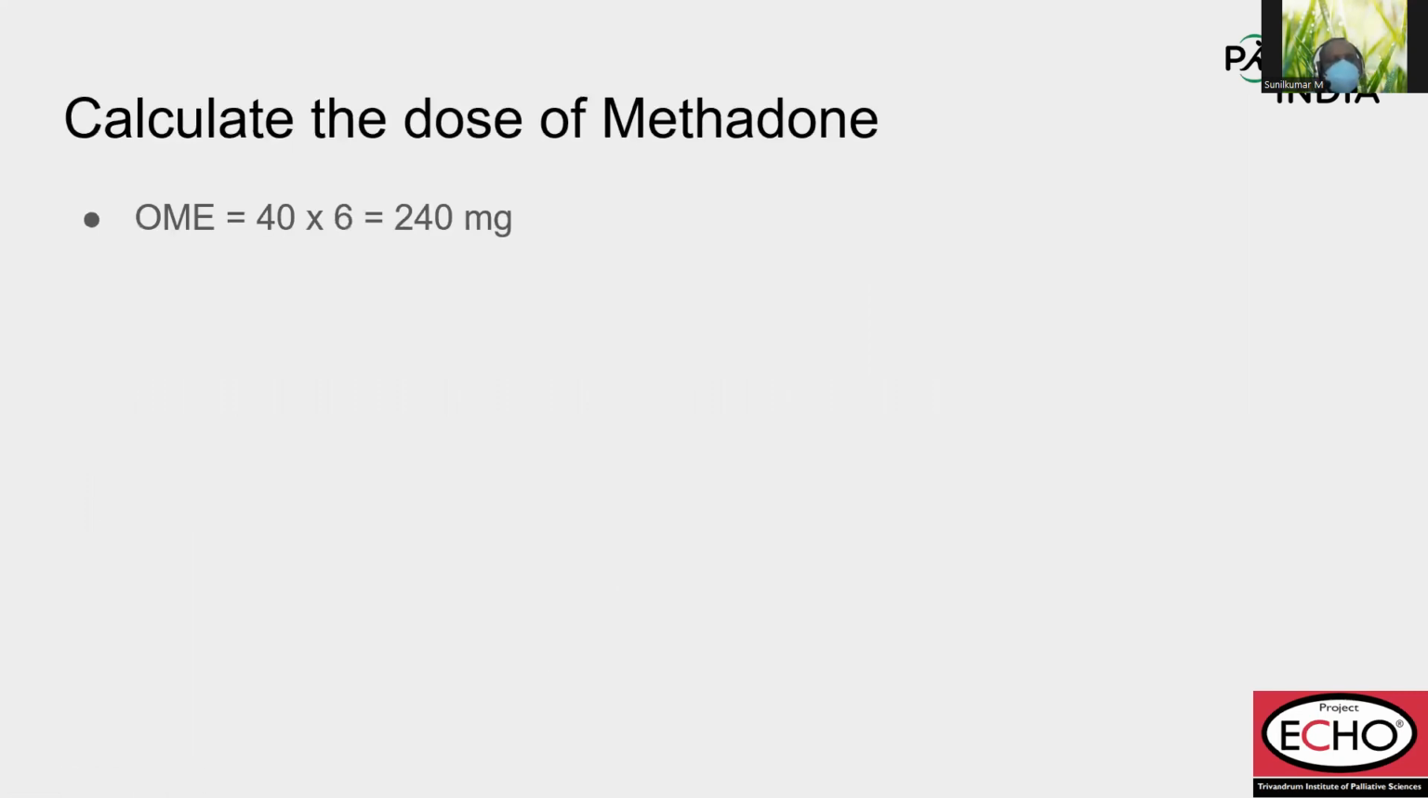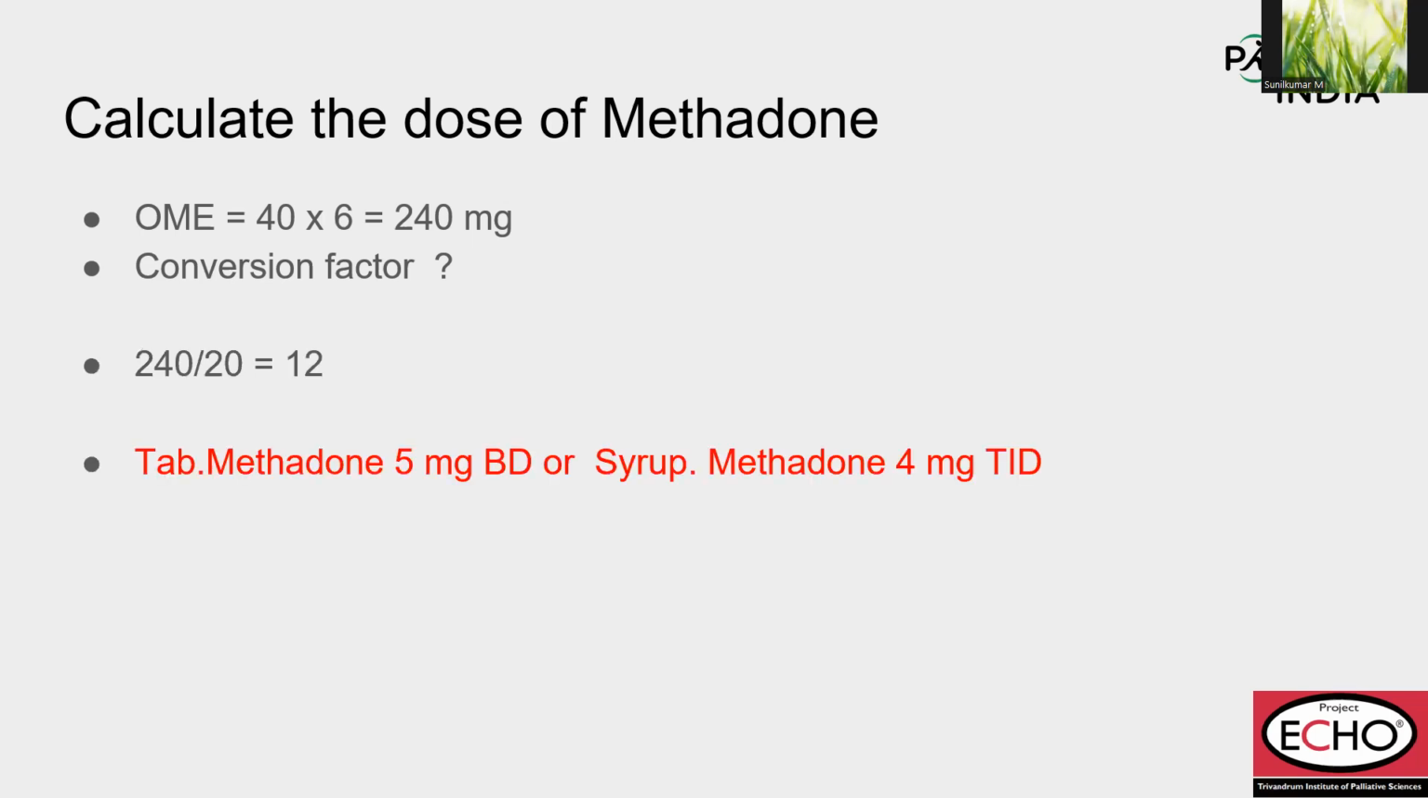So this patient is taking an oral morphine equivalent of 240 milligram per day. What should be the conversion factor? It should be 20:1, because if the patient is taking more than 199 milligram per day, or if the patient is more than 65 years, the conversion ratio is 20:1. So it is 12 milligram. So you can start either with, if you have only tablet, tab methadone 5 milligram BD or syrup methadone 4 milligram TID, along with tab morphine 40 milligram on a 4 hourly SOS basis, along with bisacodyl.